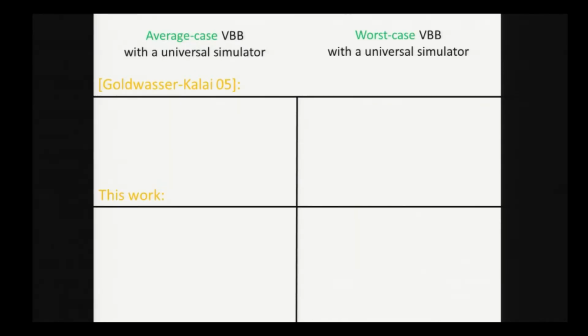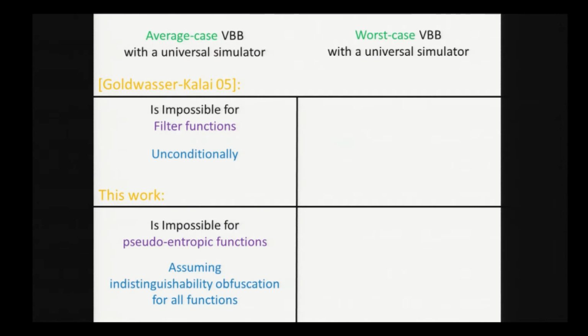OK, so as I said before, this result is a strengthening of a previous result by Goldwasser and Kalai. So let me quickly compare the two results. In the case of average-case VBB, the work of Goldwasser and Kalai is getting an impossibility for a much more restricted set of functions called filter functions. And their result is unconditional. In this work, we show that assuming indistinguishability of obfuscation, the result of Goldwasser and Kalai can be extended to all pseudo-entropic functions.